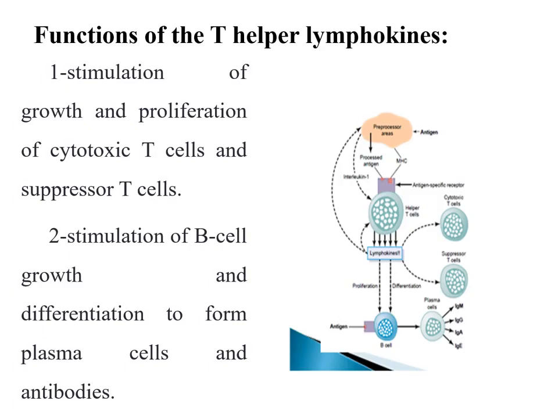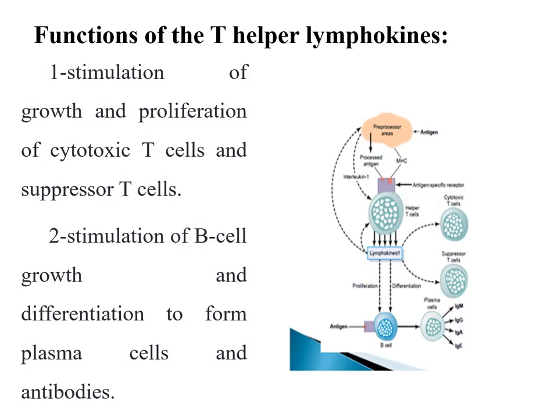This is T helper cell. This is the receptor for attaching antigen. This is the antigen. Once this antigen attached to this receptor, it leads to activation of the T helper cells and formation of the lymphokines. These lymphokines lead to the stimulation of the growth and the proliferation of the cytotoxic T cells and suppressor T cells.